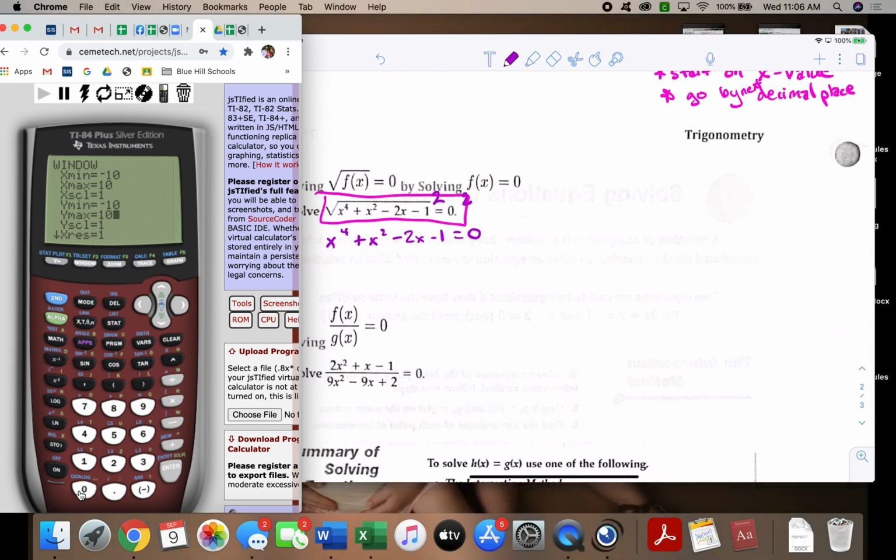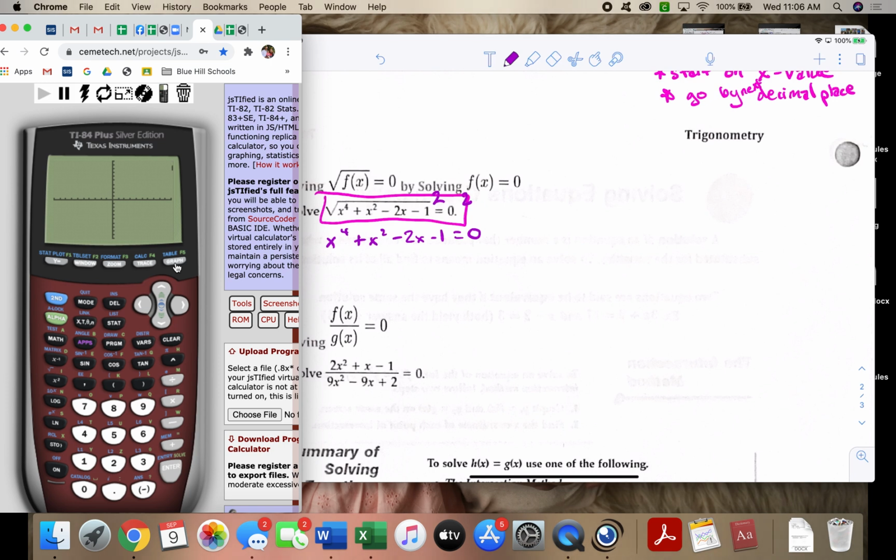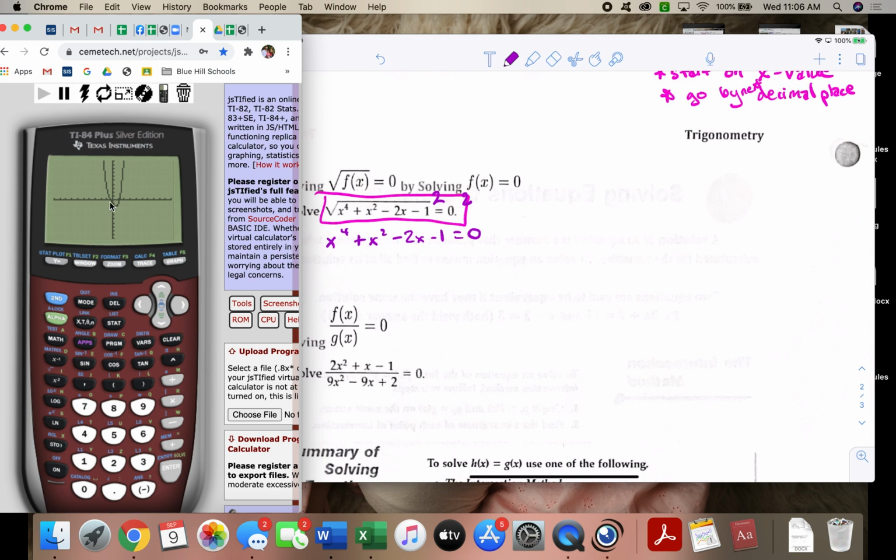There we go. Okay, graph. Elena says there's 2. He's kind of cute. Look at that. Beautiful. Okay, so let's pick on one of them to start with. Let's pick on this left side first.